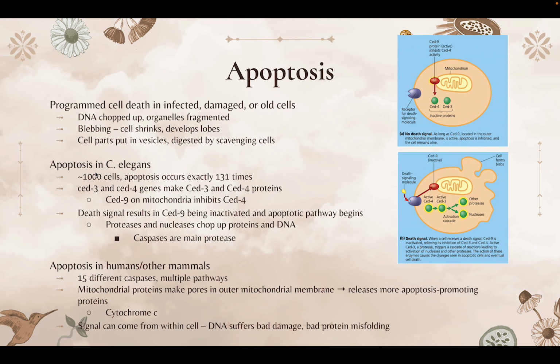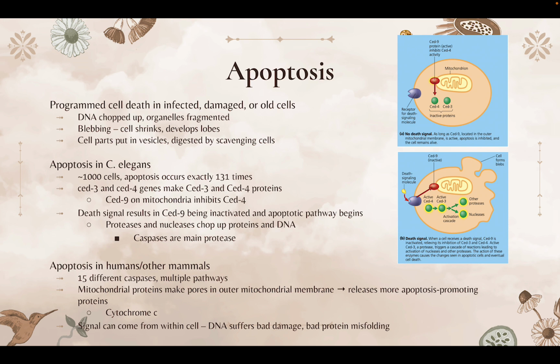So let's look at apoptosis in C. elegans, which is a nematode, which is a roundworm. And it's a really, really commonly used animal in lab experiments because it's only got about 1,000 cells. Scientists have sequenced its whole genome. They're very small, easy to breed. So they're pretty much an ideal lab animal.